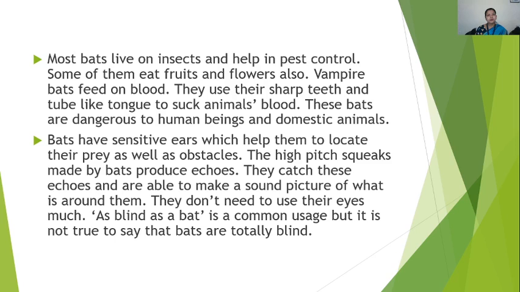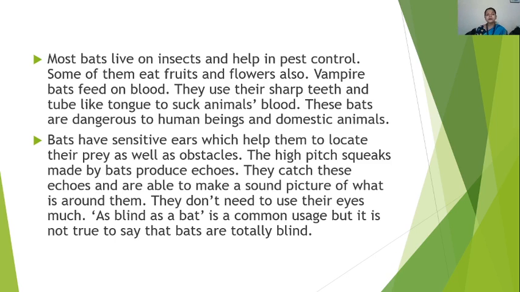Most bats live on insects and help in pest control. Some of them eat fruits and flowers also. Vampire bats feed on blood. Normally, the bats eat fruits and flowers, but they have one species, that is the vampire bat, which feeds on blood. They suck blood. They use their sharp teeth and tube-like tongue to suck animals' blood. These bats are dangerous to human beings and domestic animals.